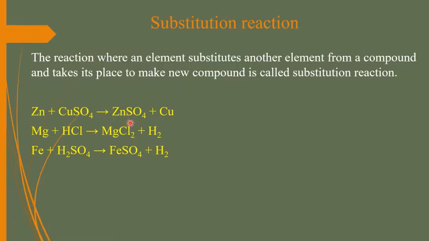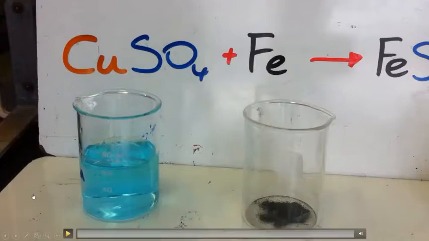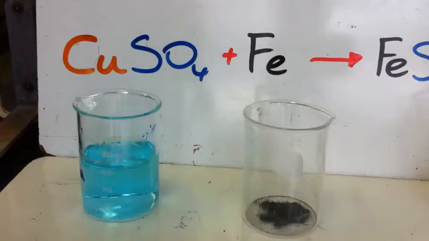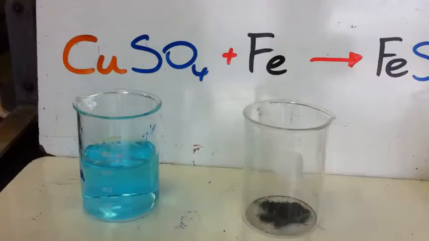Okay, dear students, now we will see a video of substitution reaction where iron reacts with copper sulfate solution and it produces ferrous sulfate and copper. We know the color of copper sulfate is blue and the color of ferrous sulfate is green. So when they react together, then the blue colored copper sulfate solution turns to green colored ferrous sulfate solution.